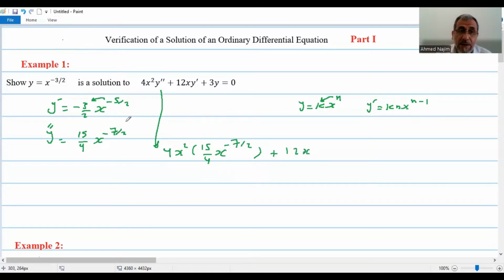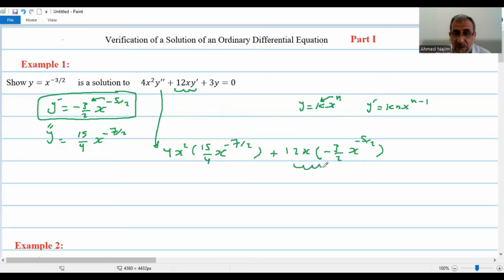12x y prime. The y prime is negative 3 over 2, x to the power negative 5 over 2. So the second term is 12x y prime, plus 3y. What is the y? This is the y given, which we have to show is the solution. So y is x to the power negative 3 over 2.